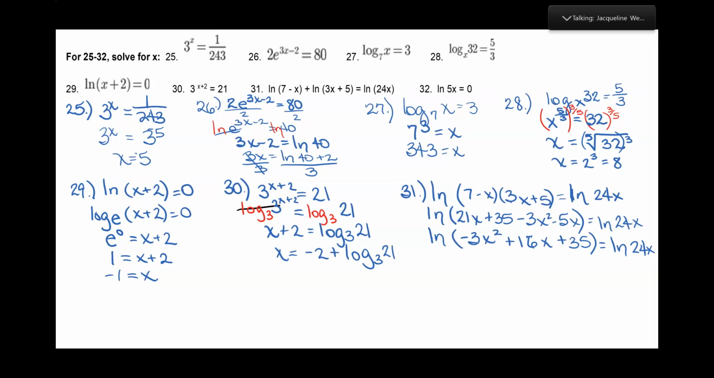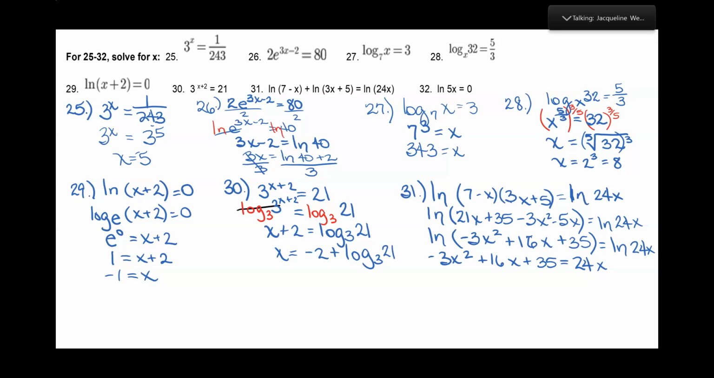All right, we had a property that said if ln x equals ln y, what has to be true? x equals y, yes. So if the natural log of one quantity is equal to the natural log of another quantity, then we can say those two quantities have to equal each other. All right, so now I have a quadratic that I need to solve.